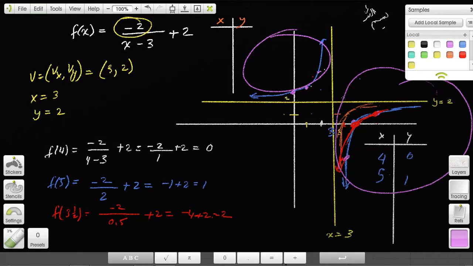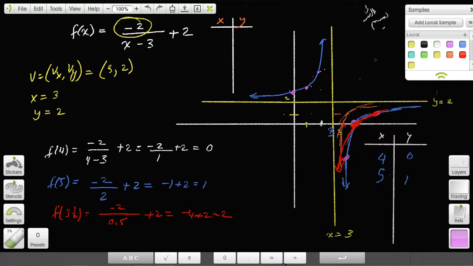You want to graph this over here. So you want points over here. What, 2? Ah, 2 is a good one. Okay. So let's do 2. So f of 2 is going to be negative 2 over, you tell me, negative 1, plus 2. And negative 2 divided by negative 1 is 2, last time I checked. Okay, 2 plus 2 is 4, last time I checked. When it's 2, it's 4. So when it's 2, it is up here.